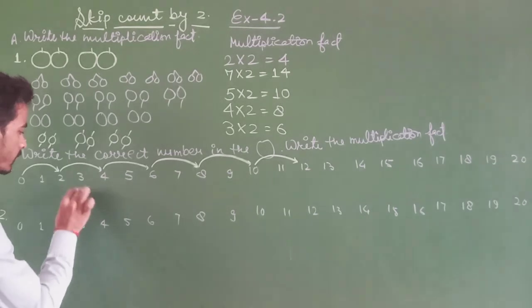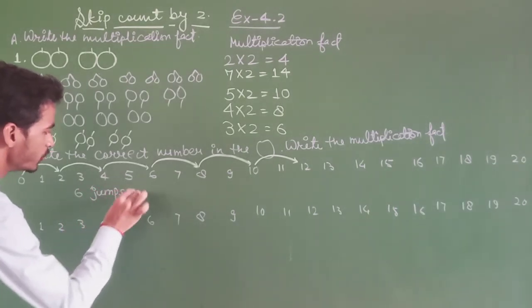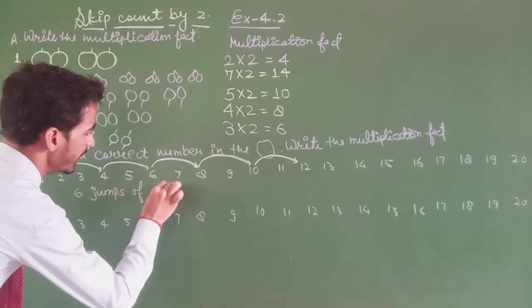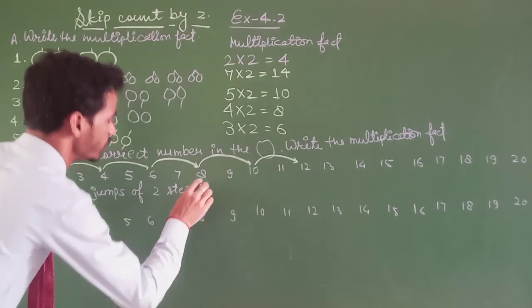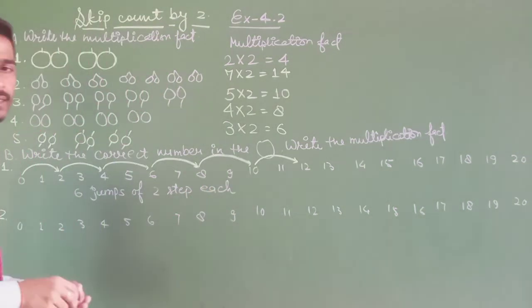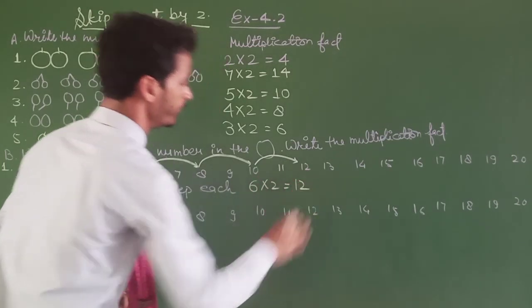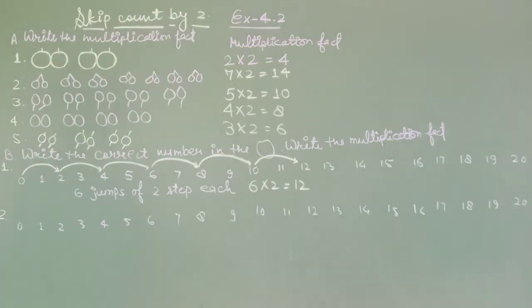6 jumps of 2 steps each. That is 6 multiplied by 2 is equal to 12, because 6 is the number of jumps, and 2 is the number of steps covered in each jump.